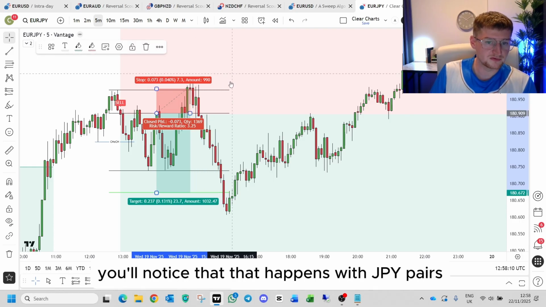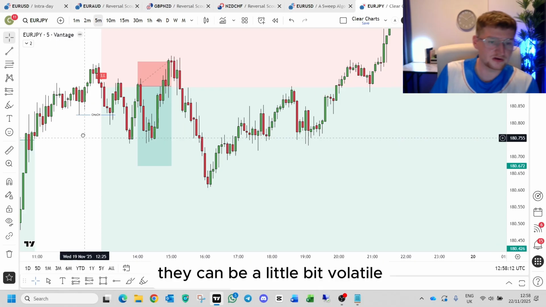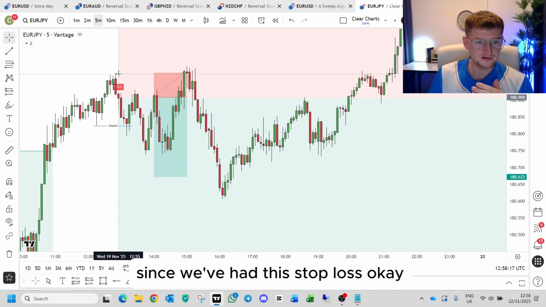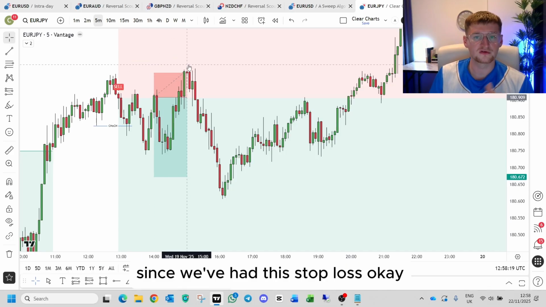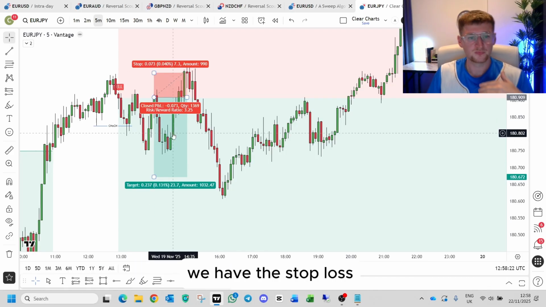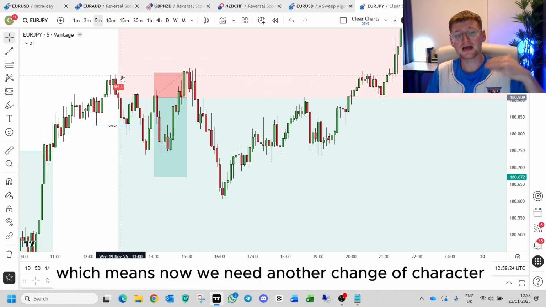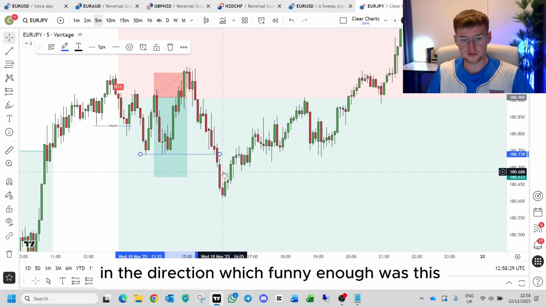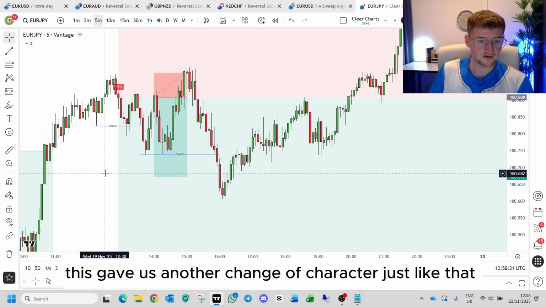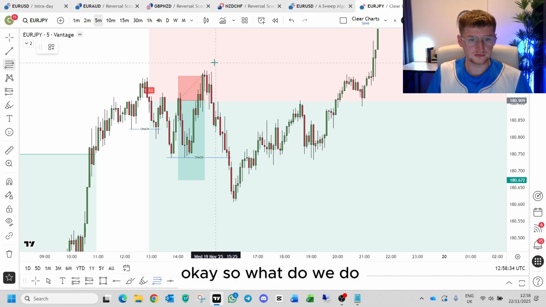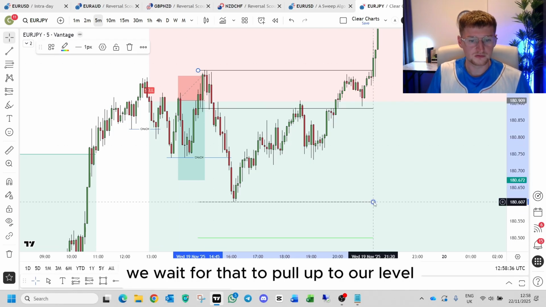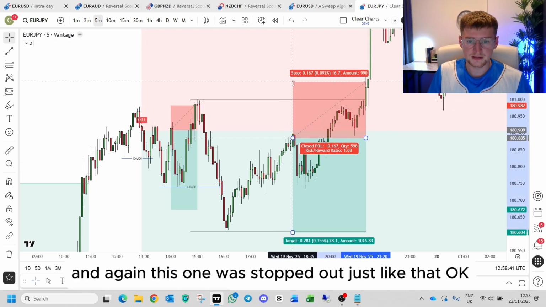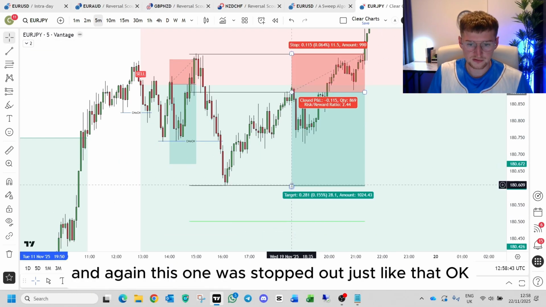You'll notice that that happens with JPY pairs. They can be a little bit volatile, but they do also move very nicely as well. But okay, since we've had this stop loss, let's go through this in a logical order. We had the stop loss, which means now we need another change of character in the direction, which funnily enough was this. This gave us another change of character, just like that, okay? So we have a fib from the high to the low. We wait for that to pull up to our level, hit another sell limit, and again, this one was stopped out just like that, okay?